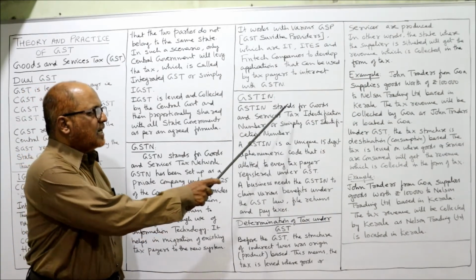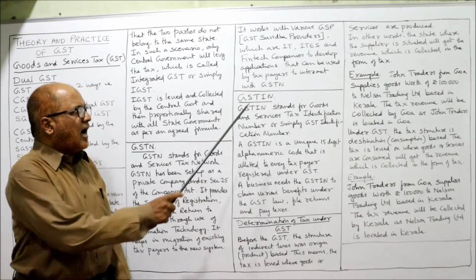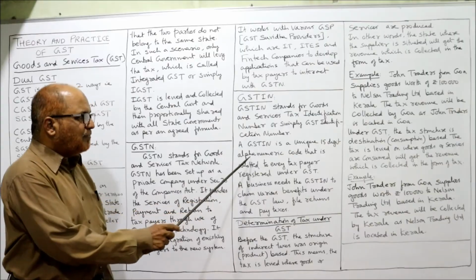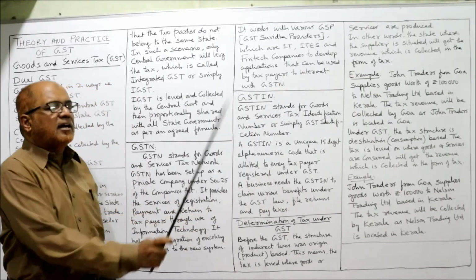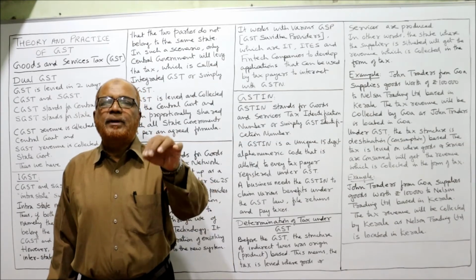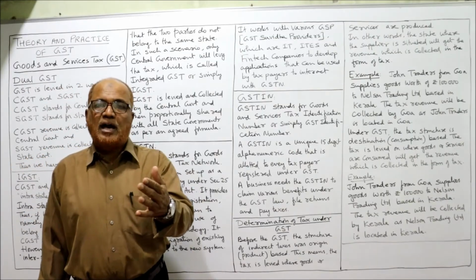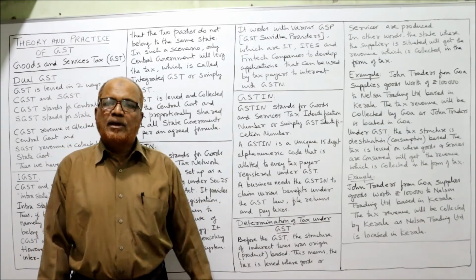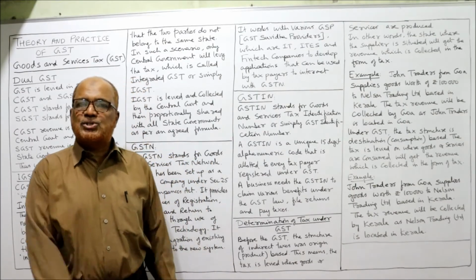The full form of GSTIN is Goods and Services Tax Identification Number. IN stands for Identification Number. Simply, a GSTIN is a unique 15-digit alphanumeric code that is allotted to every taxpayer registered under GST. Every registered taxpayer will be allotted this 15-digit alphanumeric number. Alphabets as well as numbers are included in it.